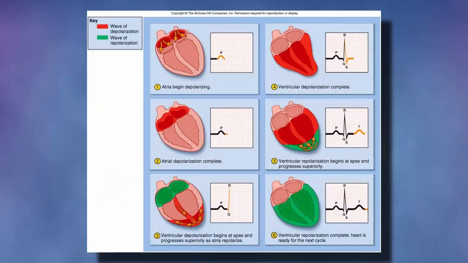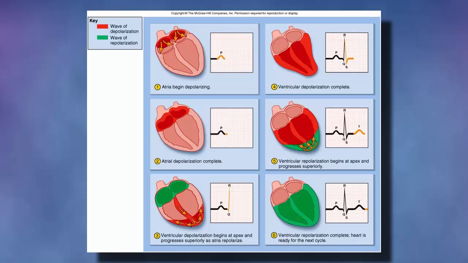So I want to do a couple more things with you in this video. The first one is to take a look at this picture, which couples the conduction activity in the heart along with the corresponding ECG findings. First thing to look at is the key in the upper left hand corner. The wave of depolarization is going to be in red and the wave of repolarization will be in green. It's important to know in what direction these will move.